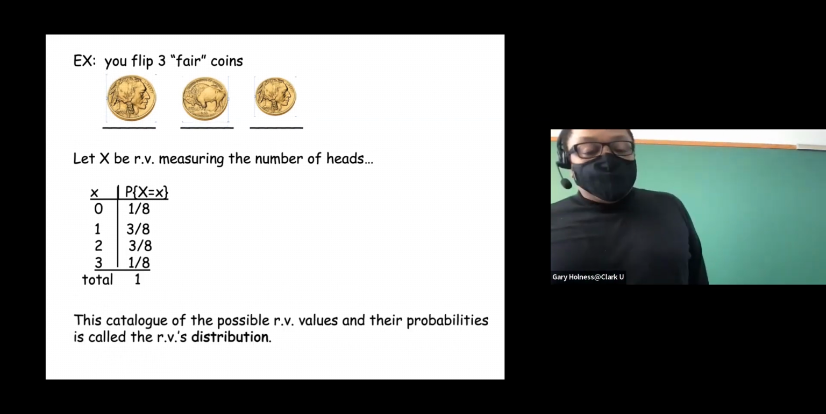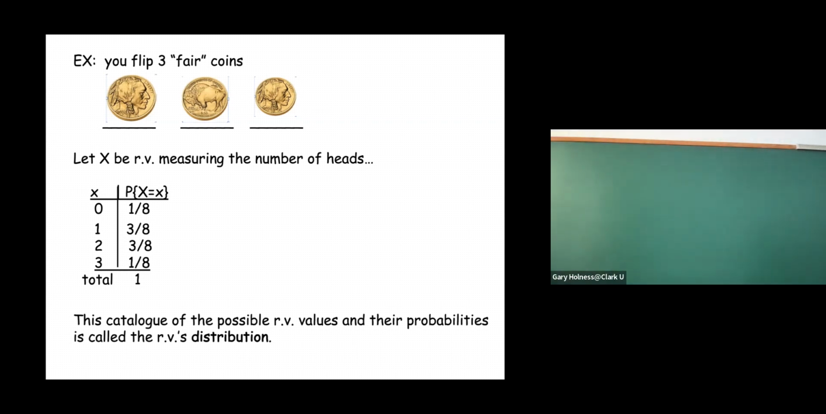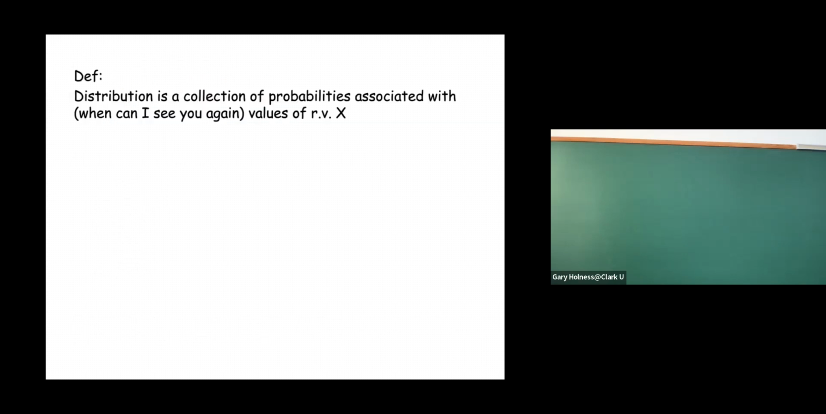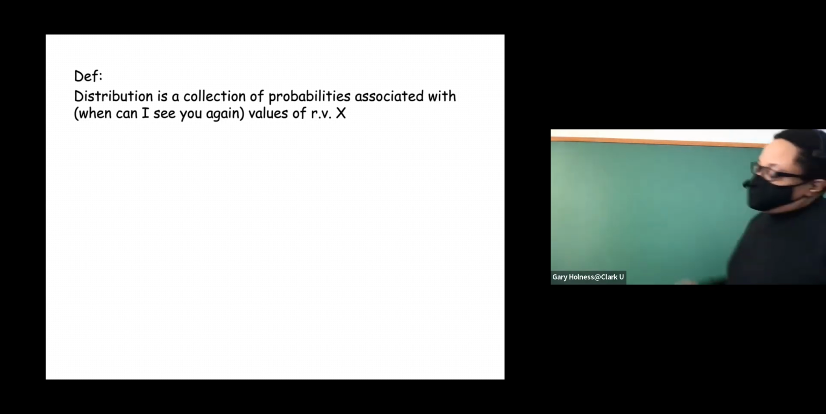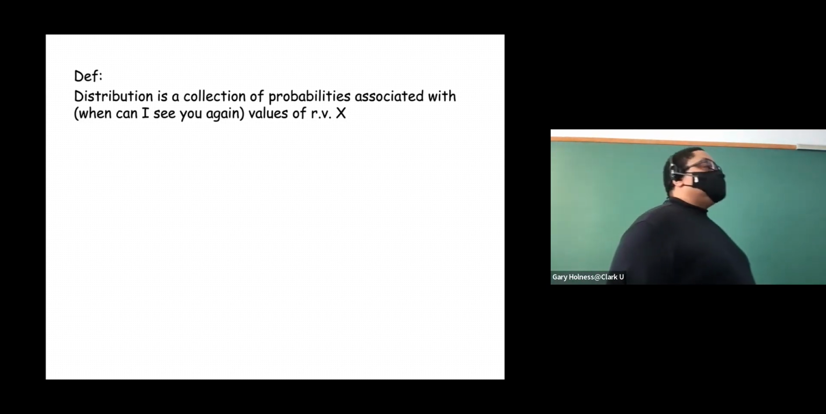All right. And so this table is a complete accounting of all the values the random variable can take on and the associated probabilities. And so this is the so-called distribution of a random variable. That distribution is a collection of probabilities associated with a random variable, and it's complete. So all the values of your distribution, for it to be a valid probability, must sum to 1. Okay. Any questions? Does that make sense? Yeah. All right.